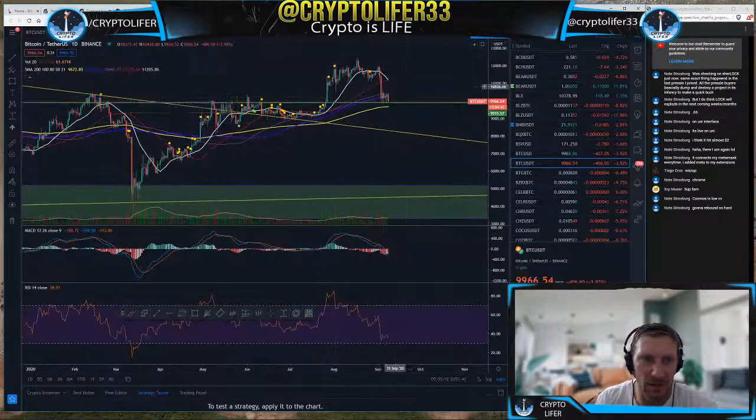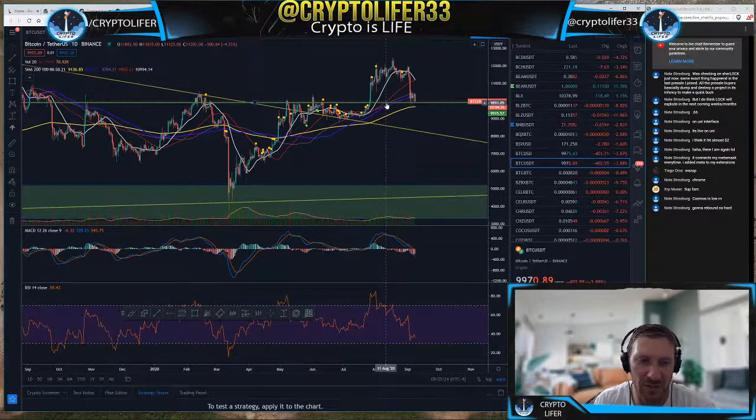So we really want to wait. If this curls and then we see it going towards this line, that is a bearish tone.